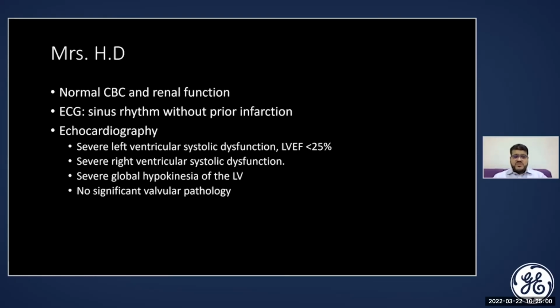Her labs revealed normal blood count and normal kidney function. Her ECG showed sinus rhythm without evidence of prior infarction. She had an echocardiography in our hospital, which showed the same finding as in the peripheral hospital, with severe left ventricular systolic dysfunction with an ejection fraction of less than 25%, with global hypokinesia of the LV, severe right ventricular systolic dysfunction, and fortunately, there was no significant valvular pathology.